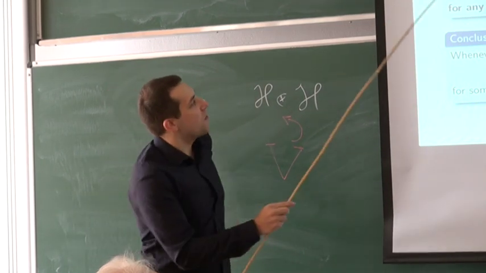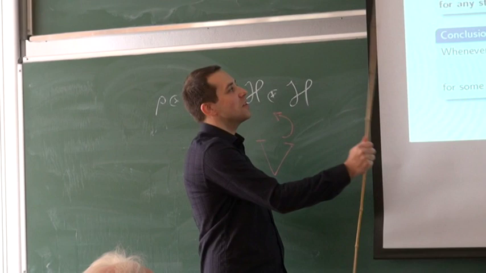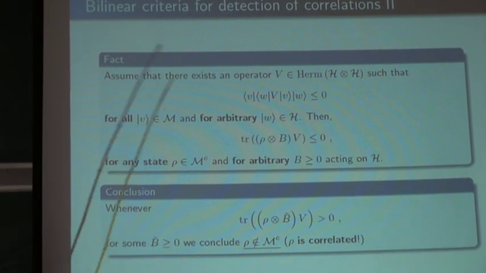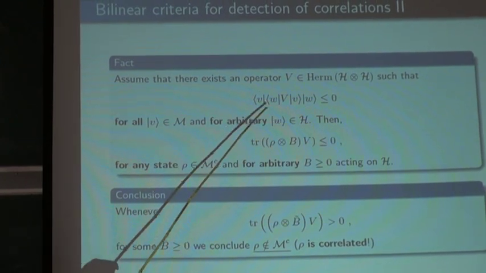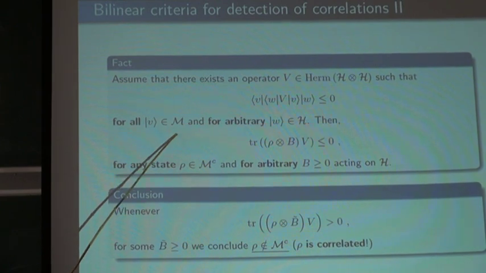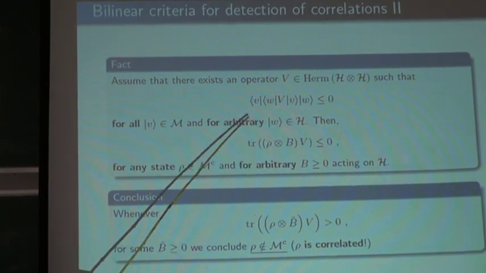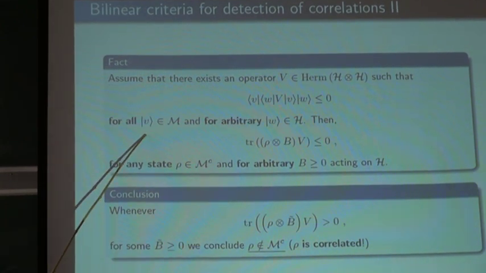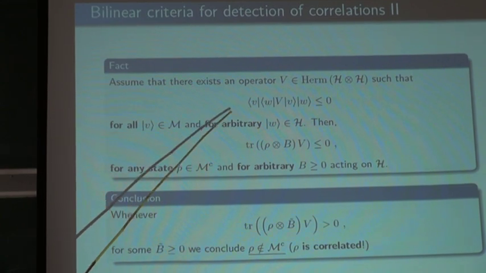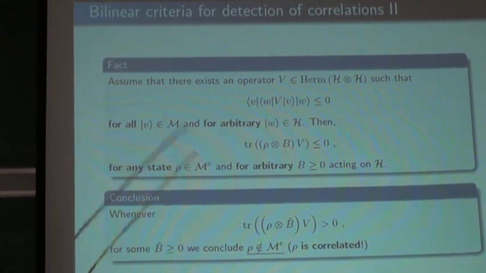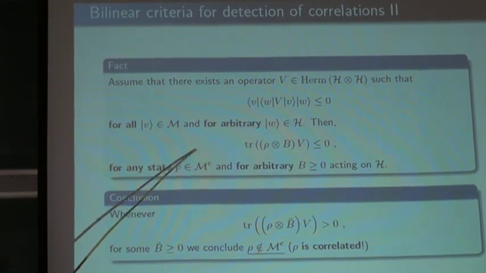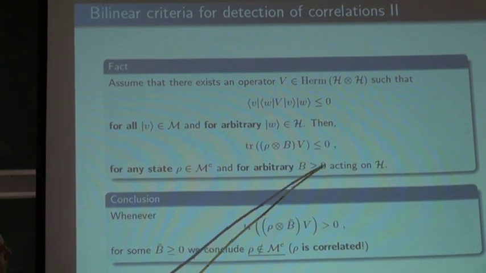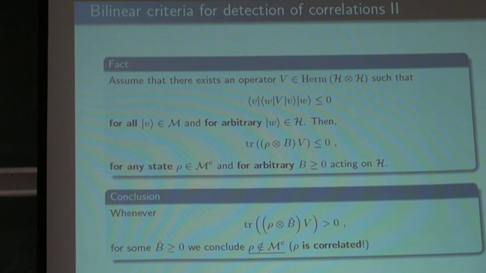so the first fact is that, I don't want to read the equations, but it's actually pretty simple. Assume that I have some capital V with a property: if I squeeze it with bras and kets of this form, where V is in M and W is an arbitrary state in H, I have this inequality. Assume I have it for arbitrary V and arbitrary W. Then by the linearity of this expression in V and W, I can conclude, now listen, that for every non-correlated state rho, and for arbitrary positive B, I have this inequality. Okay? So maybe forget about that.